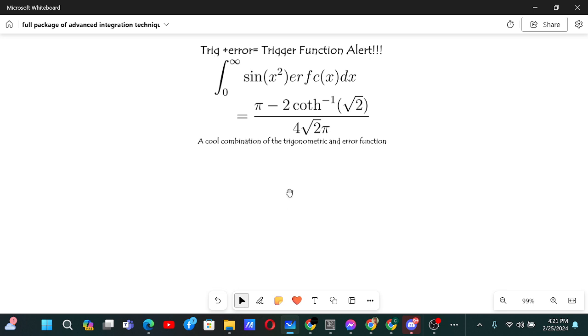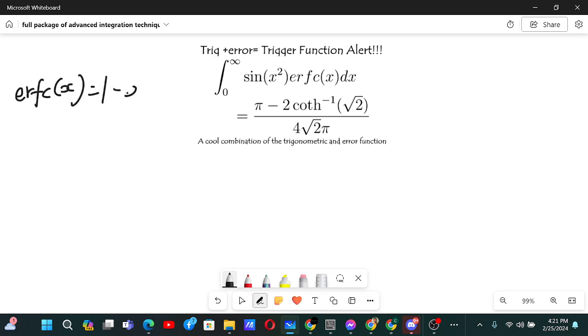Trigonometric integral. Okay, so in this video we are basically integrating a combination of a trigonometric function and the complementary error function. If you don't know about the complementary error function, basically erfc of x is just 1 minus erf of x, and erf of x is the error function. What this means is the integral from 0 to infinity of the Gaussian integral is root pi by 2.